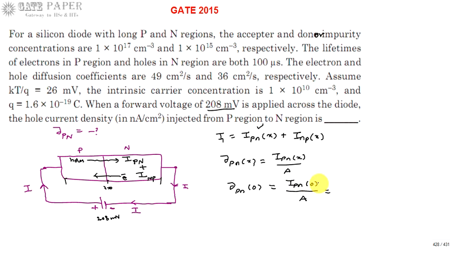and we already know I_PN of 0 from the current components of the diode. I_PN is equal to A into q into D_P into p_n0 into e power V by V_T minus 1.